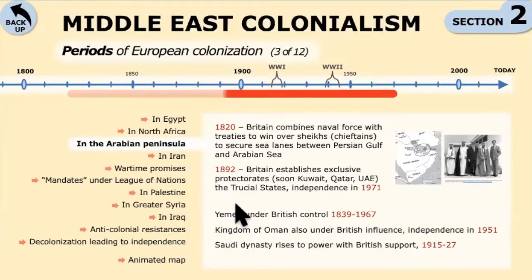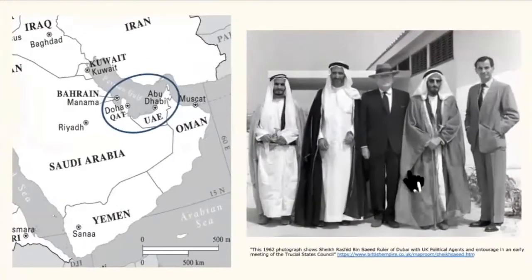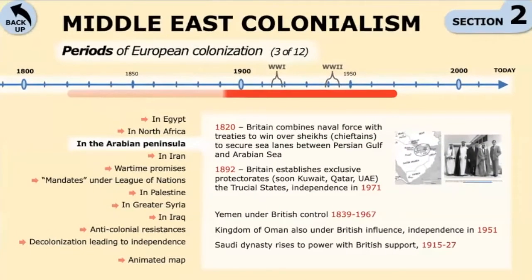The most notable aspect of this part of the world was, first of all, the British establishment of the Trucial States, which eventually became Kuwait, Qatar, the United Arab Emirates, including Dubai and Abu Dhabi, today some of the wealthiest cities in the Middle East. The second noteworthy aspect of this slide is the rise of the Saudi dynasty around 1915 to 1927, which came to power with some British support.